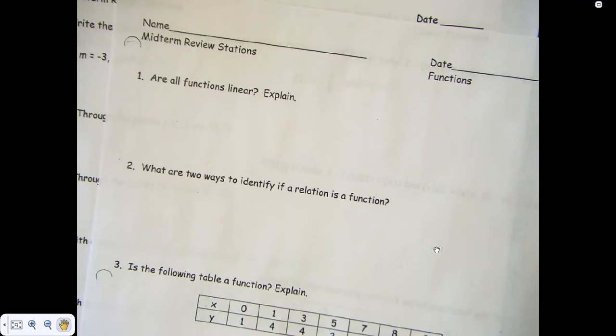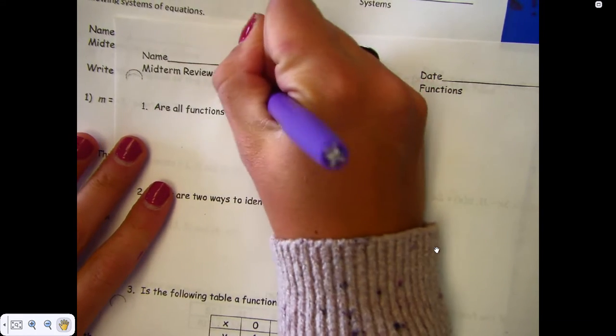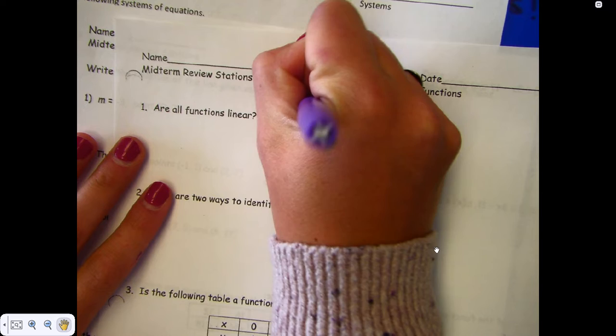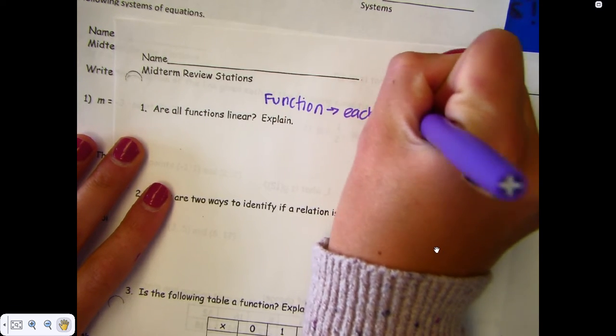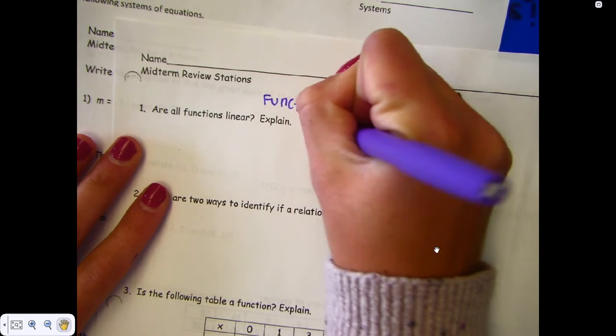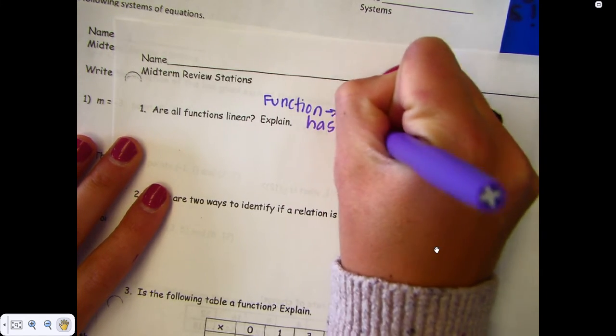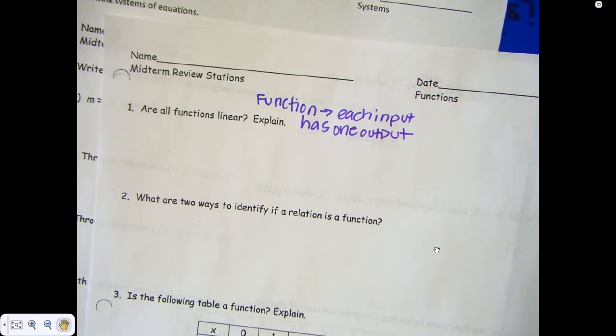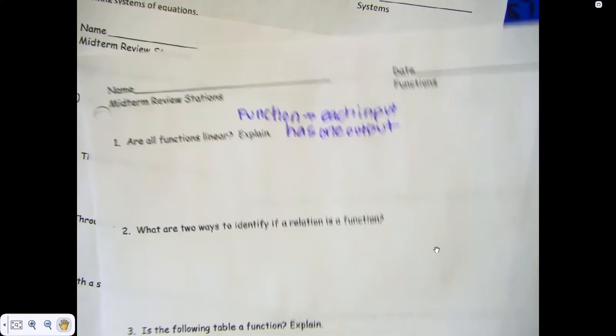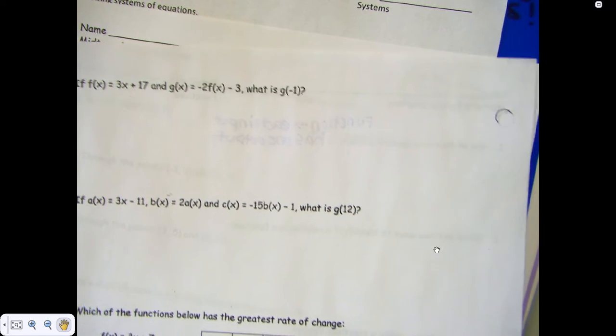Functions. A function is when each input has one output. If you want more on this, look at the functions and linear relationships folder. That's the one you would want to look at for this page. So if you flip over, the one I'm going to really go over is number 6.